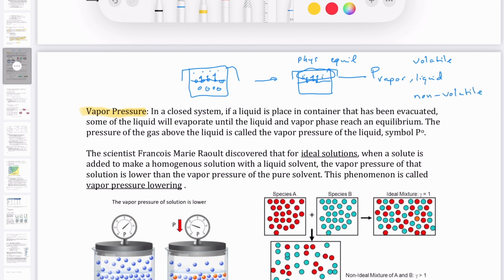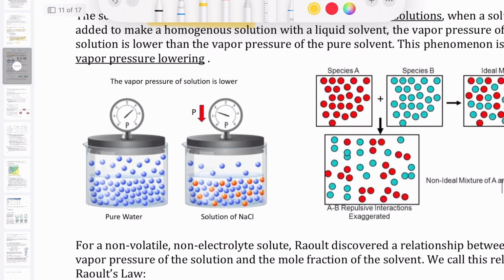One of the interesting things discovered about solutions early on was by the French scientist François Raoult. He found that when you add a solute to a solvent, the vapor pressure of the solution is actually lower than the vapor pressure of the pure solvent.